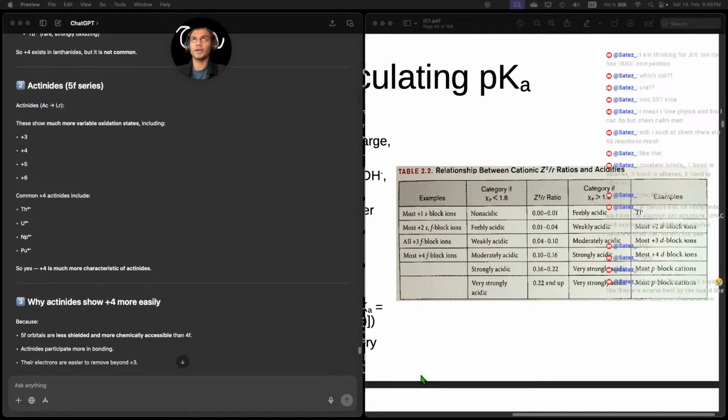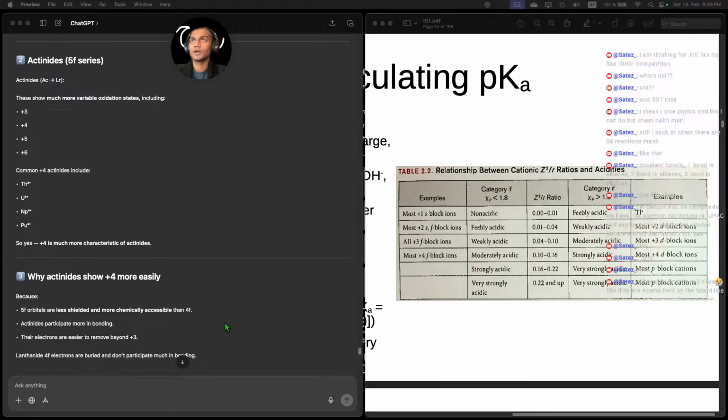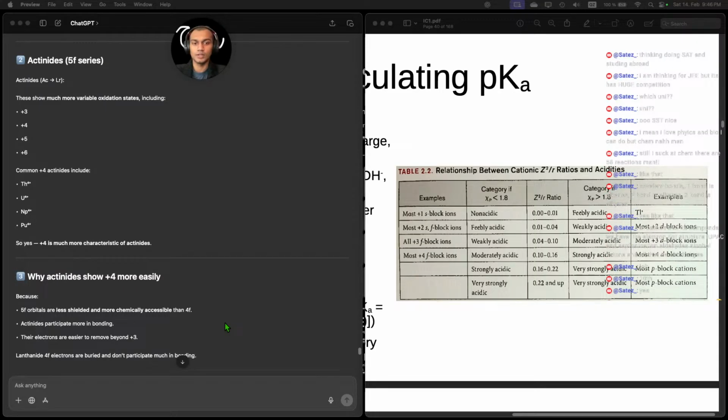But JEE, IIT is cool. Mm-hmm. Plus four is much more characteristic of actinides. Why do actinides show plus four more easily?